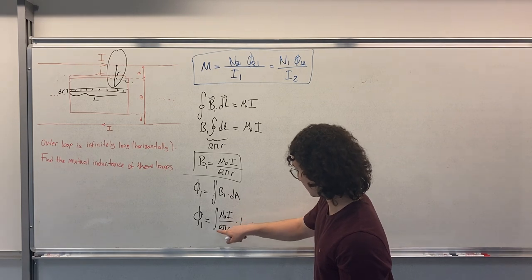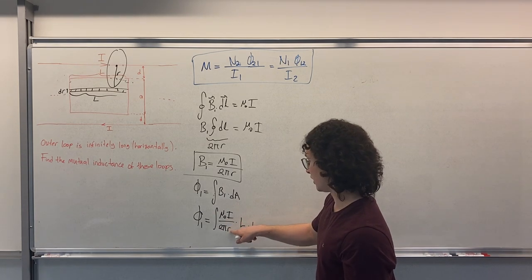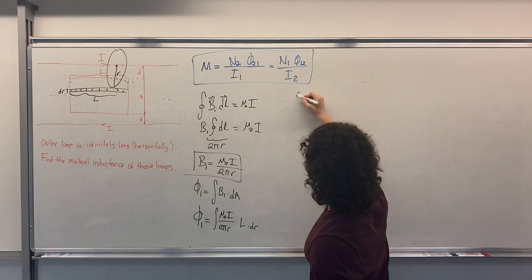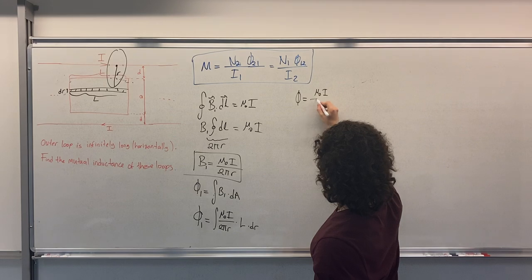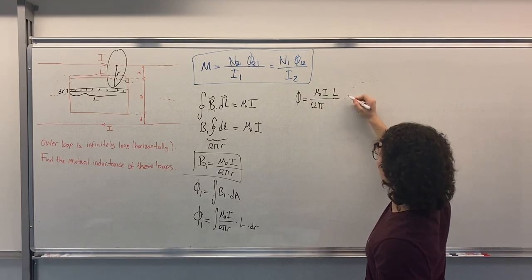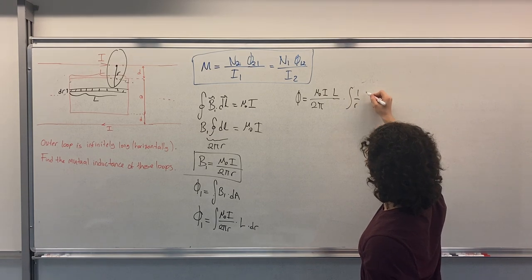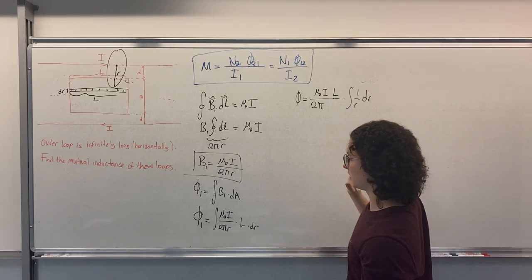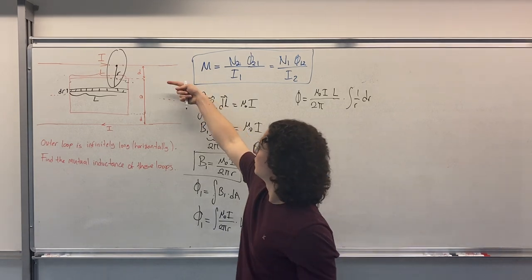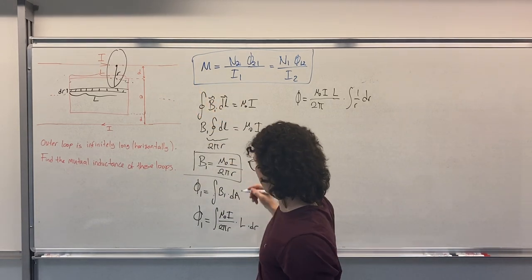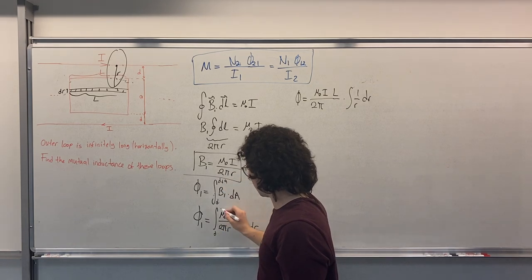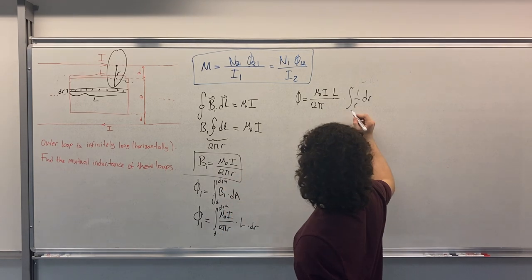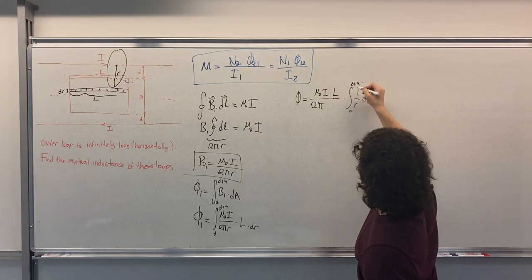The other parts without r are constant, so we can write it as mu 0 I over 2 pi L here, times the integral of 1 over r dr. But let's put the limits from d to d plus a. From d to d plus a.